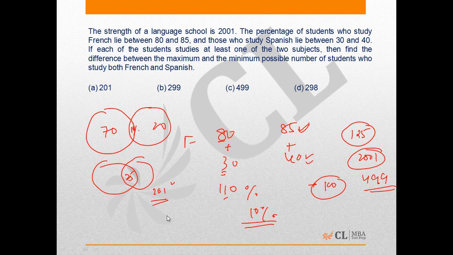Therefore the required difference is 499 minus 201, which is 298. Therefore option D is the correct answer.